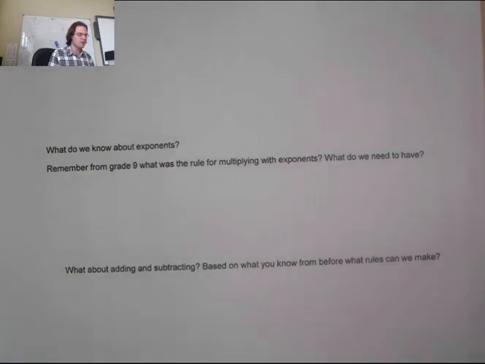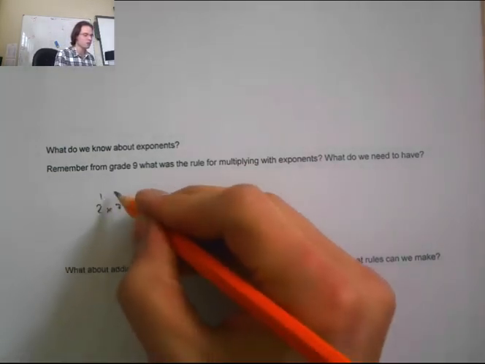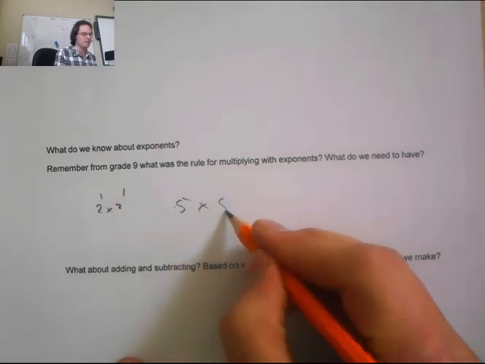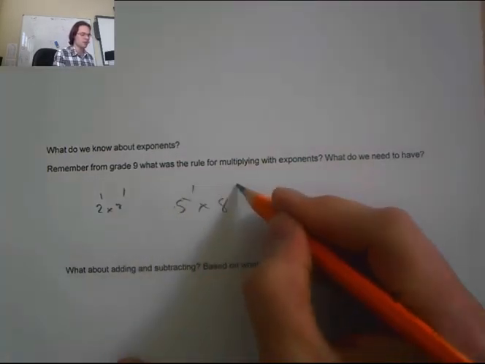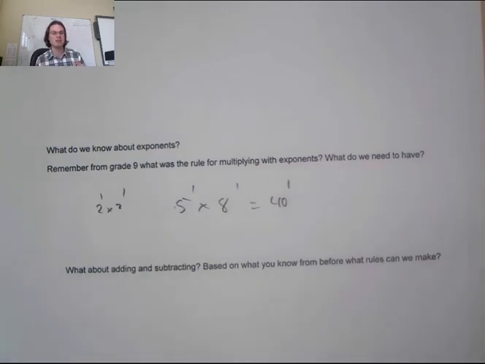Also, if we take a look at things like this, if I said 2 multiplied by 3, I can multiply those, because what are my exponents? They're the same. What about 5 multiplied by 8? My exponents here are the same. That's equal to 40 to the 1. So as long as I have the same exponents, I can multiply the bases together. Okay? If I have the same bases, I add exponents.